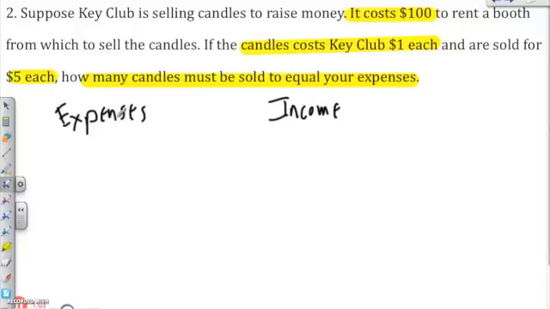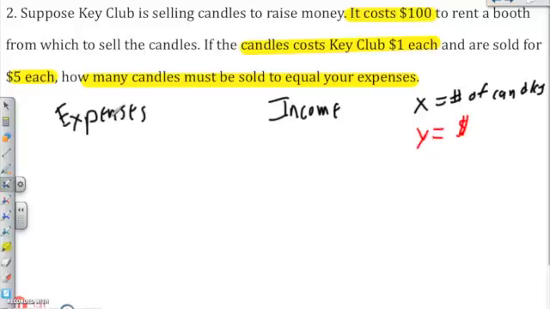So before we start, I need to define a couple of variables. One of the things that I don't know is the number of candles being sold, so I'm going to let X equal the number of candles. The other thing I don't know is the dollar amount for both expenses and income, so I'm going to let Y be our dollar amount.